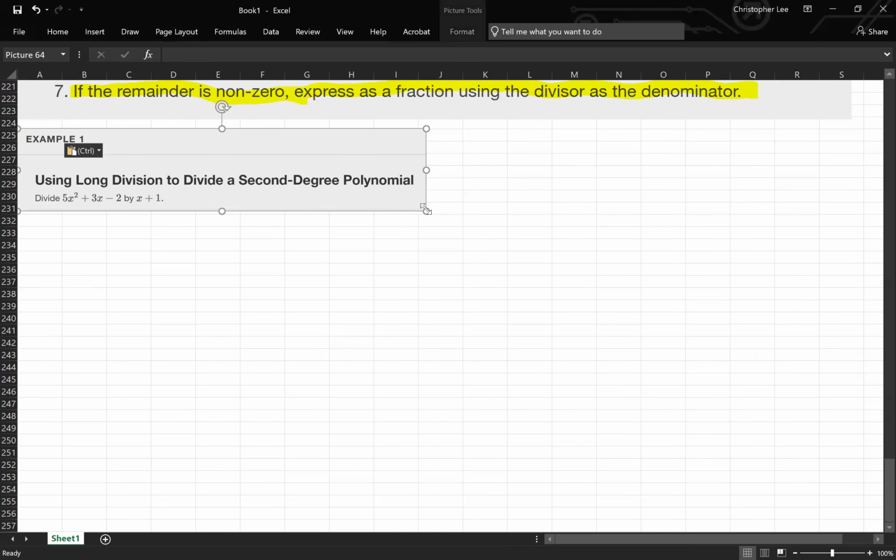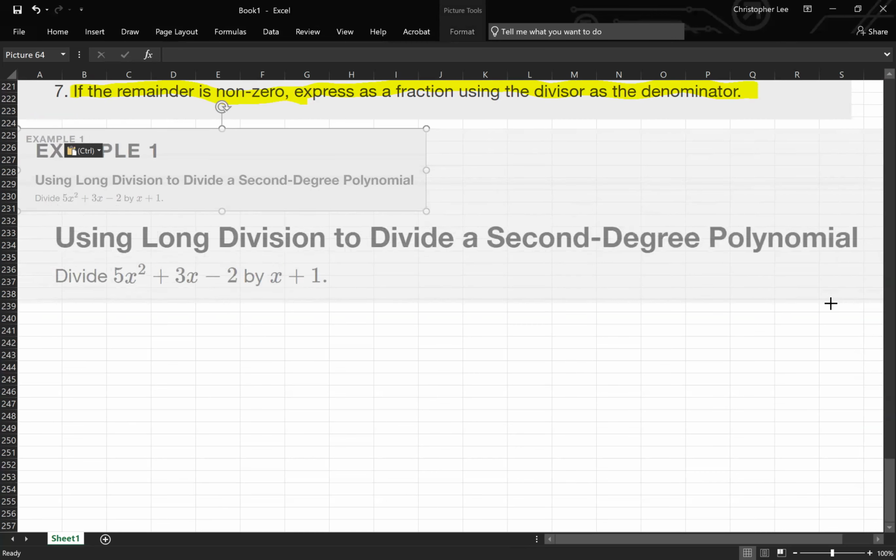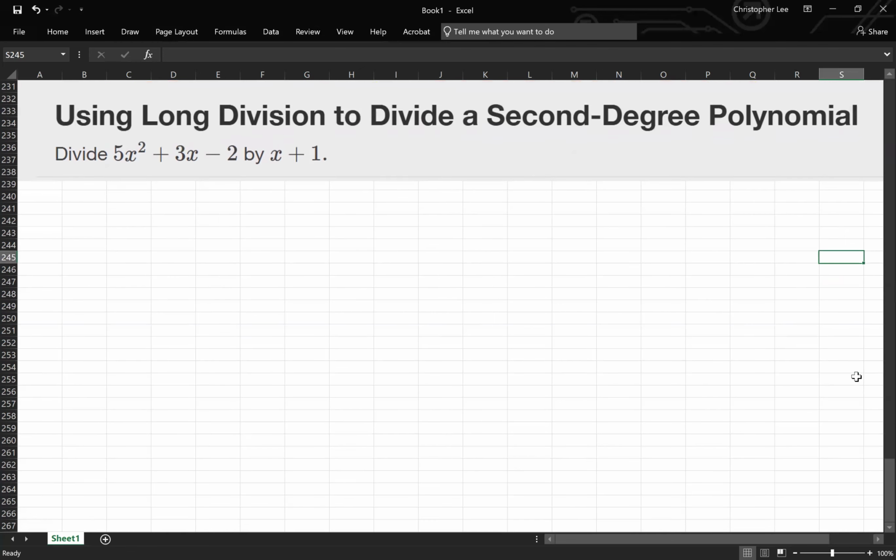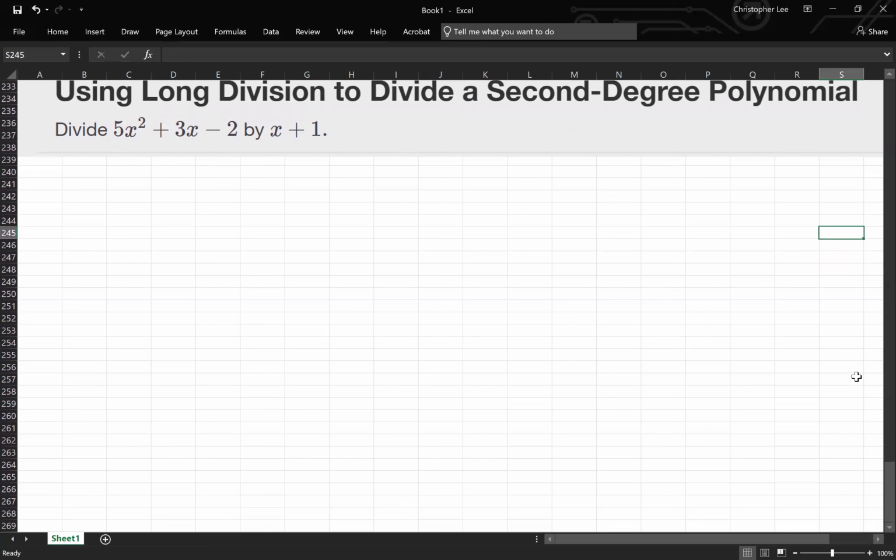So all right, let's try this out. Not too complicated. I got 5x squared plus 3x minus 2, and I want to divide that by x plus 1. Just want to show y'all something. This could also be written as 5x squared plus 3x minus 2 over x plus 1. It means the same thing. Y'all probably know that already.